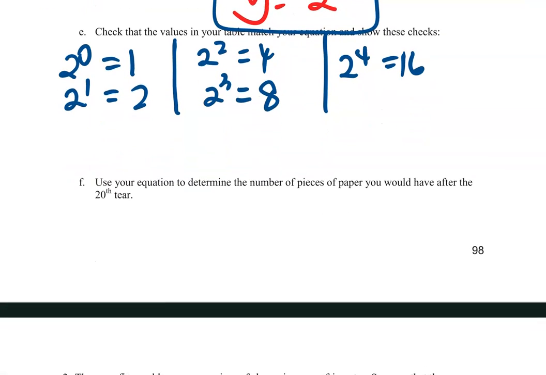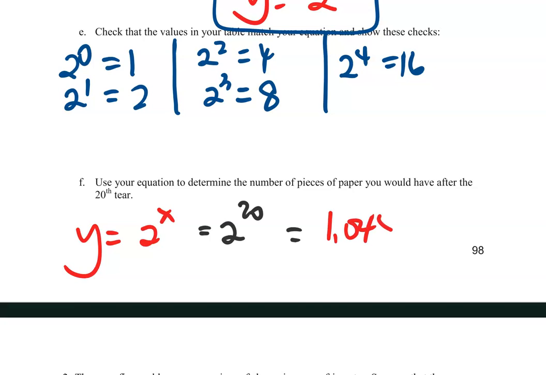Now use your equation to determine the number of pieces of paper you would have after the 20th tear. If we use our equation, y is equal to 2 raised to x, let's use 2 raised to the 20th. If you use a calculator, just try 2 raised to the 20th and you will get 1,048,576 pieces of paper. Okay.